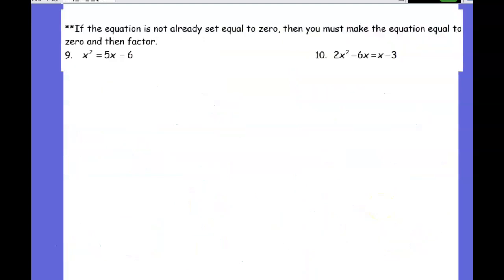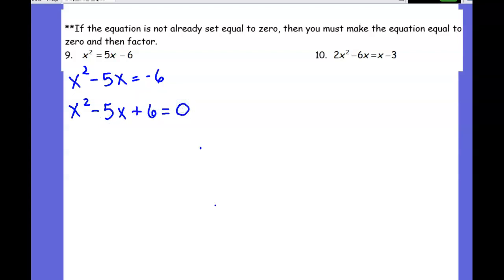If we look at number 9, if the equation is not set to 0, you have to set it equal to 0. Again, get this into standard form. So you're going to bring the 5x to the other side of the equation. It's going to be x squared minus 5x equals negative 6. Now I bring the negative 6 to the other side by adding 6 to both sides. So in standard form, I've got x squared minus 5x plus 6 is equal to 0.